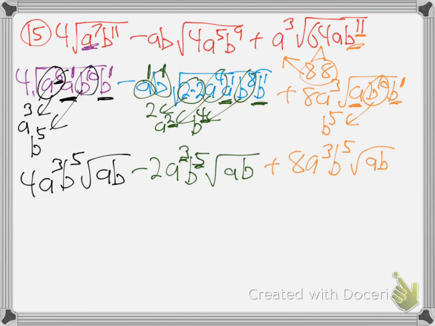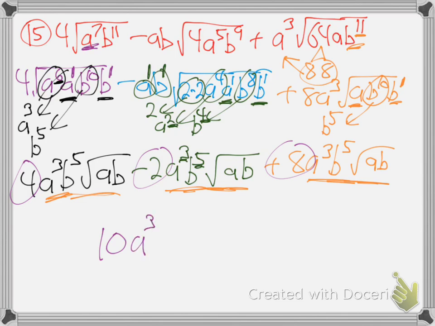Okay, notice how they all match. A cubed b to the 5th, root ab. So they're all like terms. We just say 4 of those things. Take away 2 is 2. Add 8 is 10 of those a cubed b to the 5th root ab things. I just added and subtracted the numbers in the front because they were all like terms. Their letter patterns matched exactly.